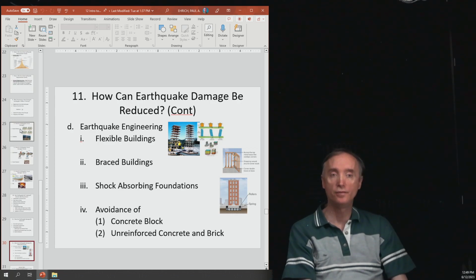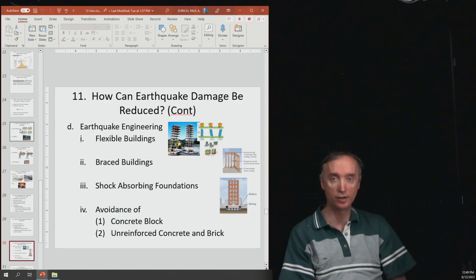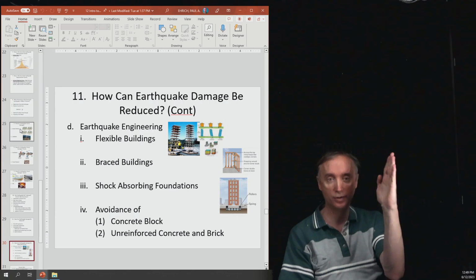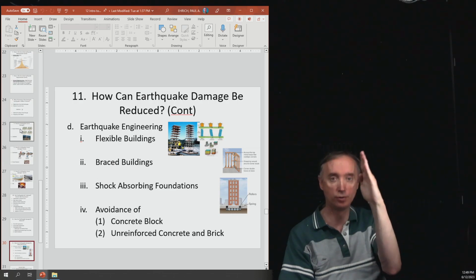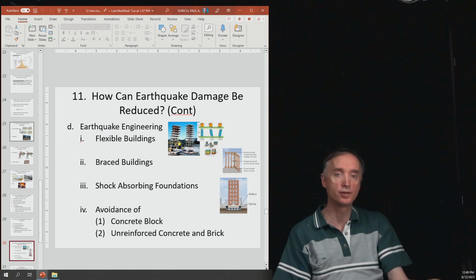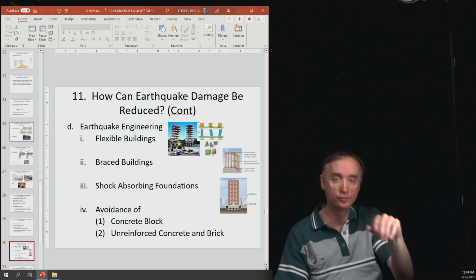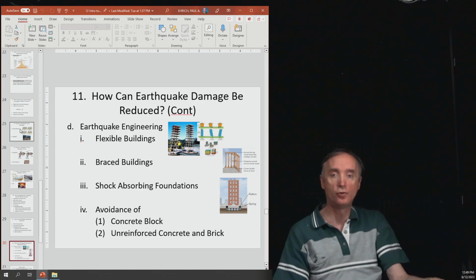Then if you do decide to build a building, engineer that building so that it can withstand an earthquake. The buildings can be flexible so that they can wobble but they don't fall down. They could be braced so that they would be stronger. They could have shock absorbers in the foundations that allow the base of the building to move. And avoid using concrete blocks and unreinforced concrete and brick.